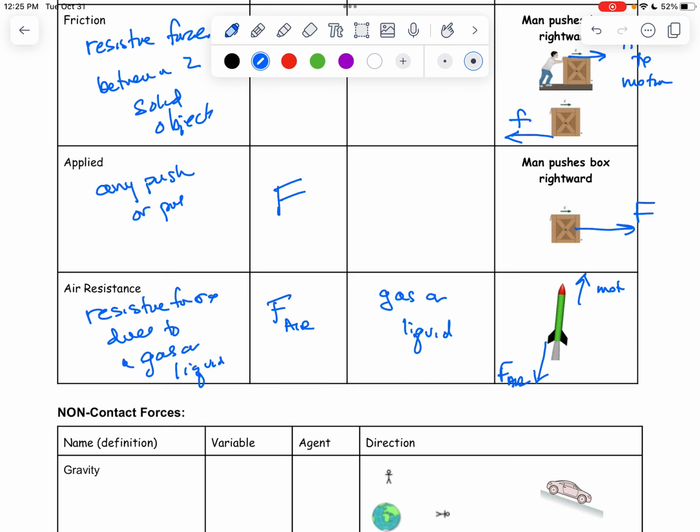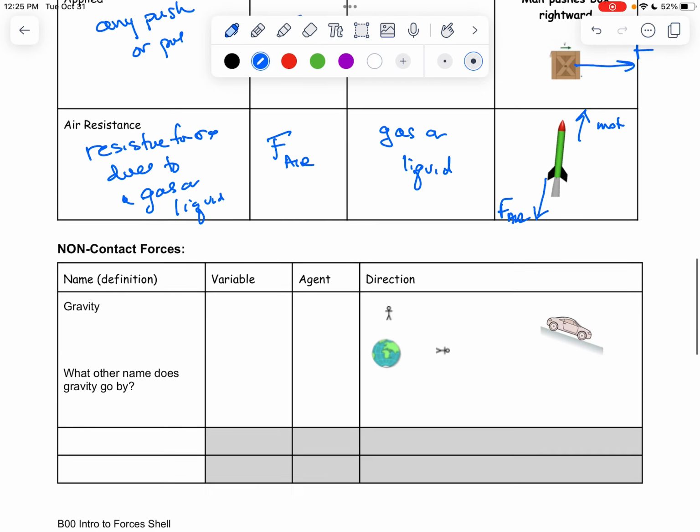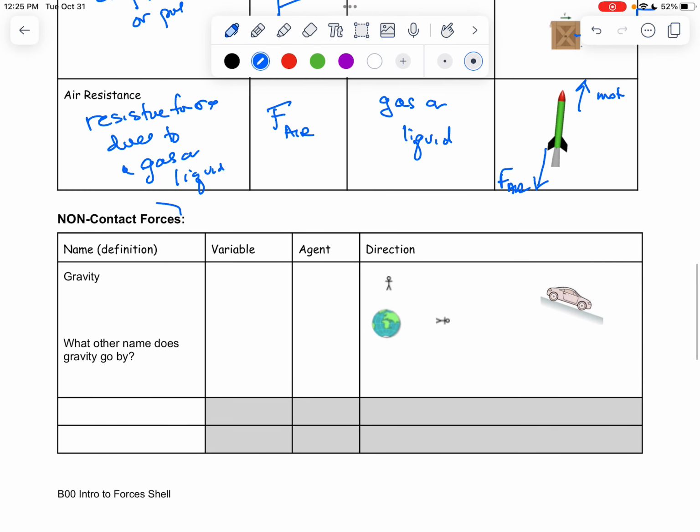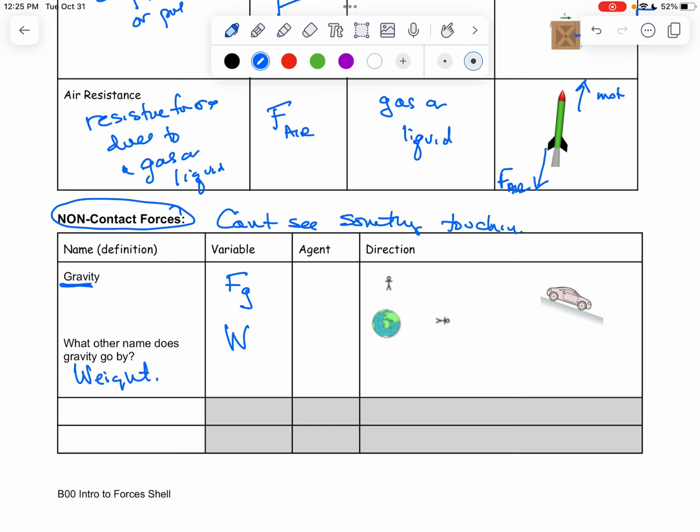All right, the last force, and this is the end of the lecture, are what we call non-contact forces, so you can't see something touching it. And the most common example is the force of gravity. So we've already been talking about this one. You can't see anything pulling on it when something falls to the ground, but we know that it exists. And we've used F_g for force of gravity, or W for weight. So that's the other name that the force of gravity goes by.